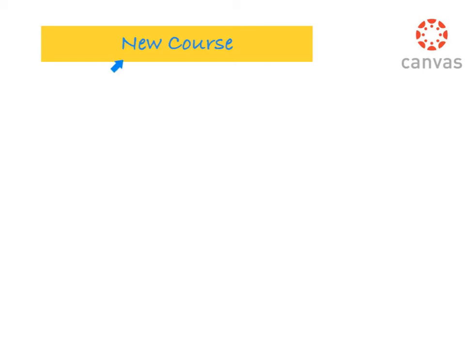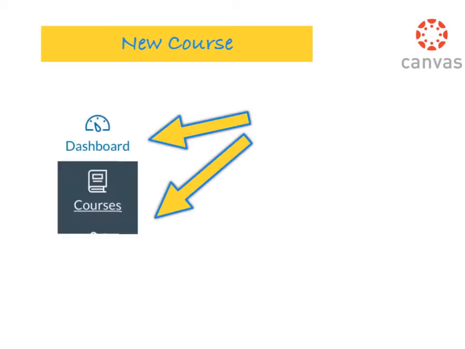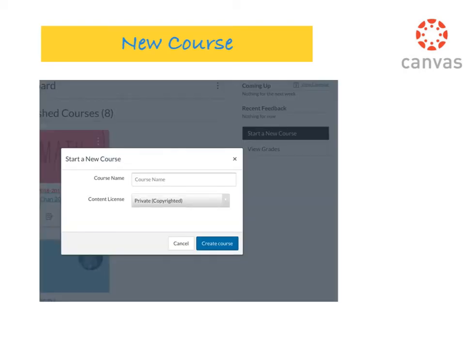So let's start by creating a new course. Find that button called Start a New Course, whether you're on the dashboard or under Courses. As soon as you start a new course, you will have a pop-up window. You would write the name of the course you'd like, and then it's really up to you. I prefer my content to be private, and then click on Create Course. Keep in mind, if you are the one creating the course, there will not be any students in it, so I will show you how you can add students.